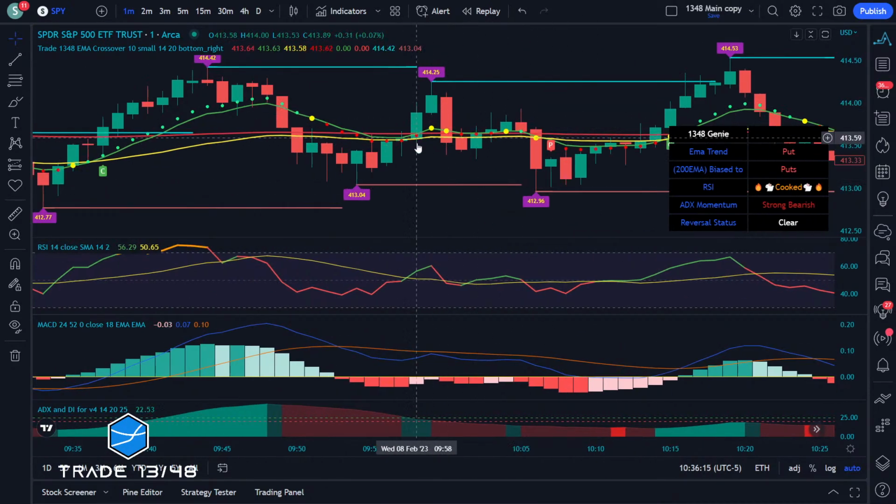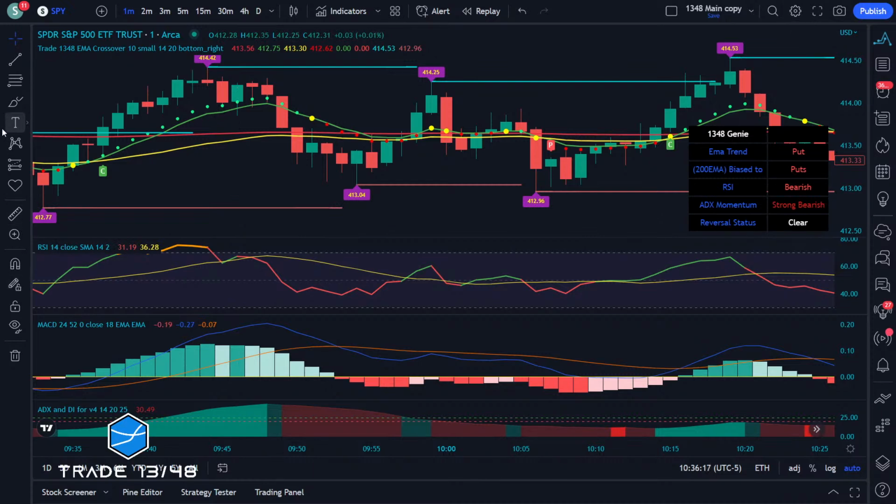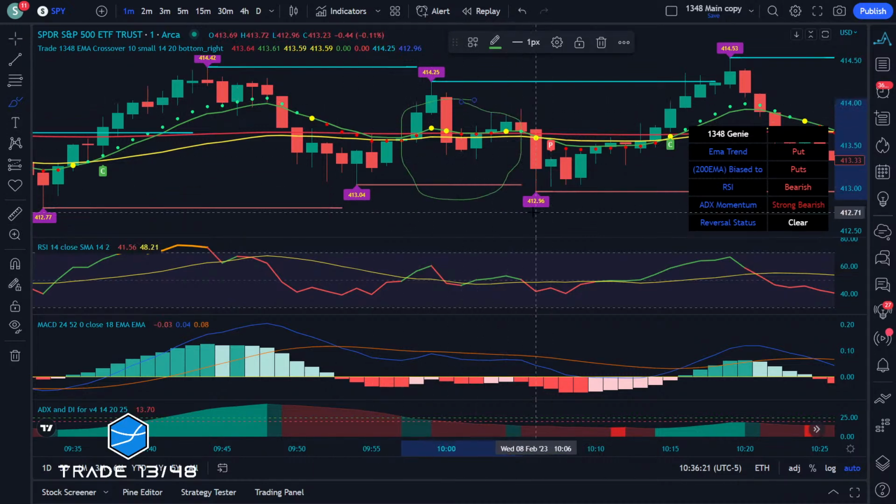Guys, what do we call this area here? Can we draw this? What do we call that? Please let me know. Flat? We call it something else. Chop? No, we call it something else. And we're looking at the EMAs. EMA sandwich. There you go. That is your EMA sandwich.